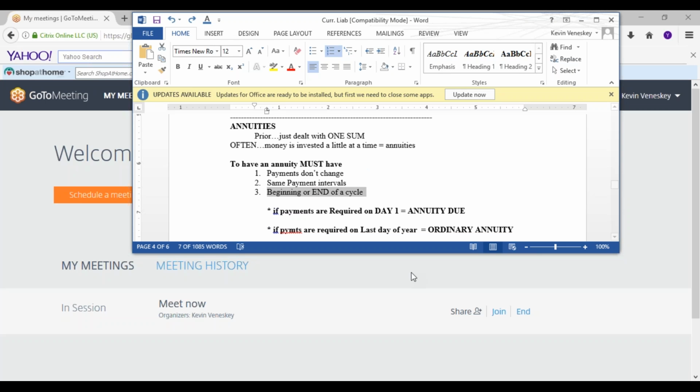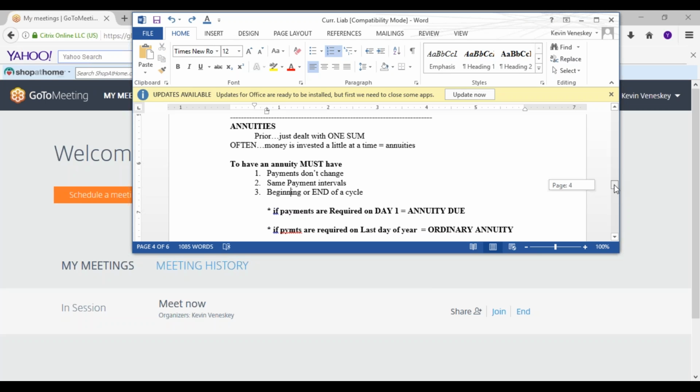And then the other part that's got to be the same is it's got to be the beginning or the end. Can't have it either way or just whenever during the month. Say, if it's at the beginning, it's got to be the beginning of every month. It can't be the beginning of some months and the end of some months. It doesn't work like that.